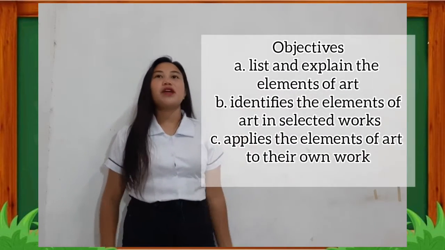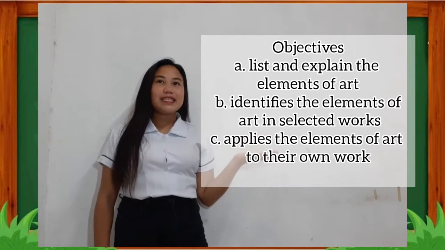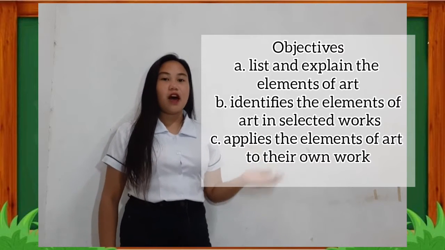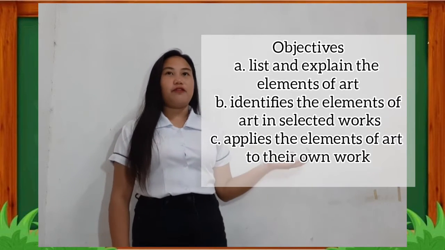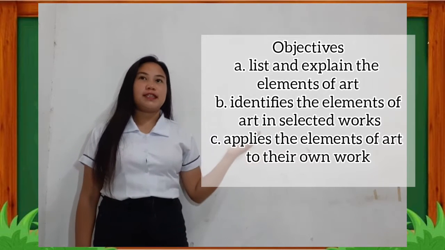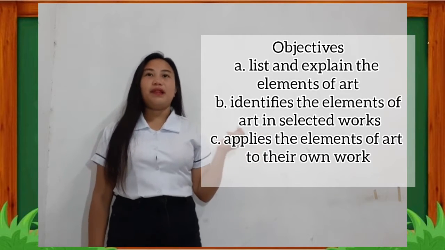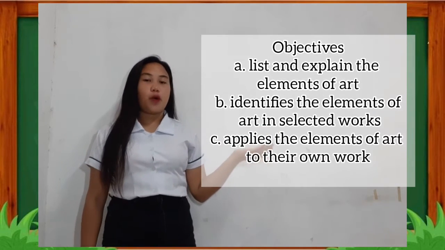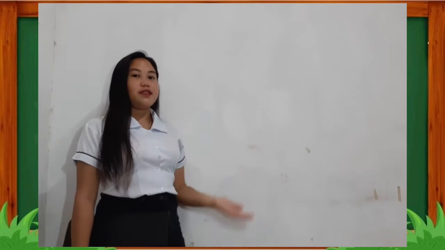So before we start our lesson, let's read the objectives. Objectives: List and explain the elements of art. Identify the elements of art in selected works. Apply the elements of art to their own work. So that is our goal for today, or our learning objectives. So before we start our discussion, please watch this video.